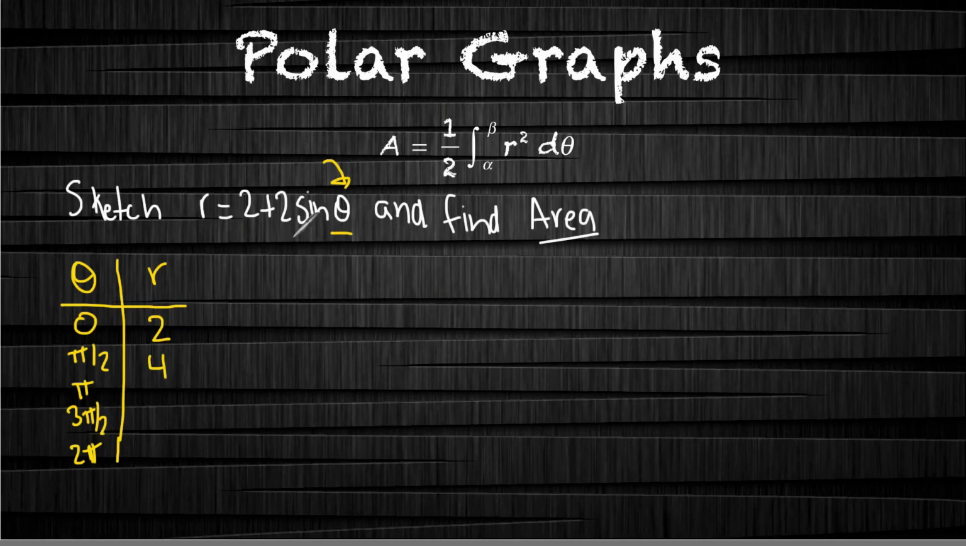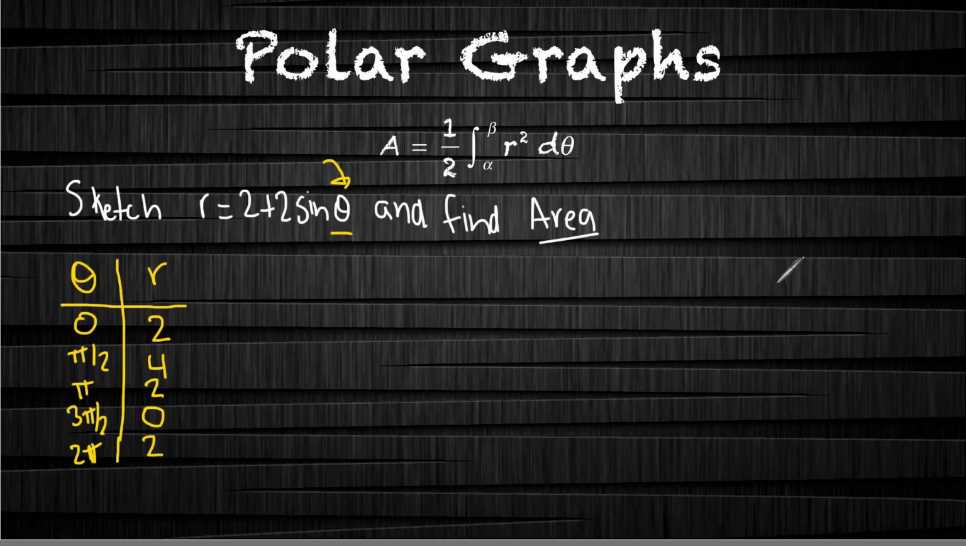And then pi is 180. Sine of 180 is 0, so that's going to be 2. 3 pi over 2 is going to be 270. That's going to give us a negative 1 as its sine value, times 2 is negative 2. 2 plus negative 2 is 0. 2 pi is going to be the same as 0, so that's just going to be 2.